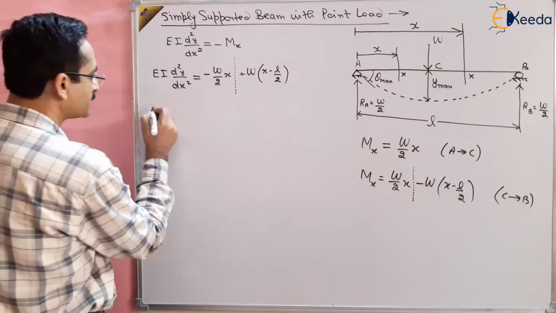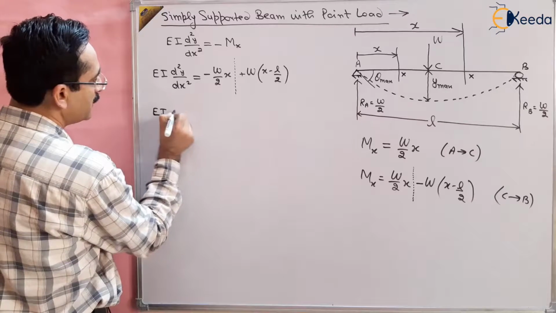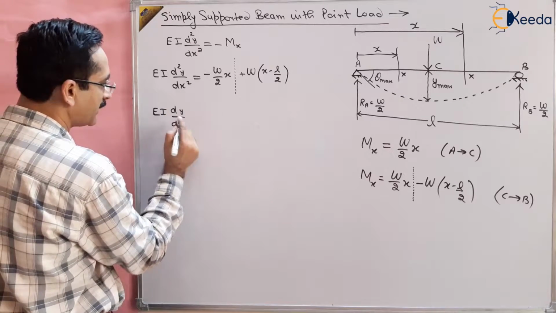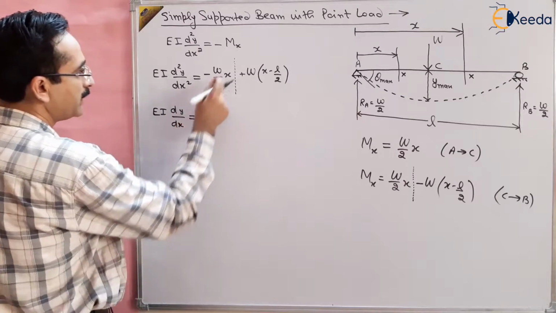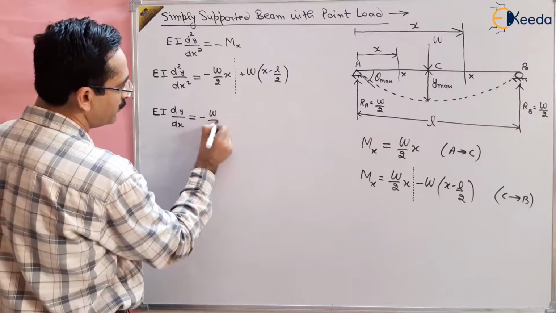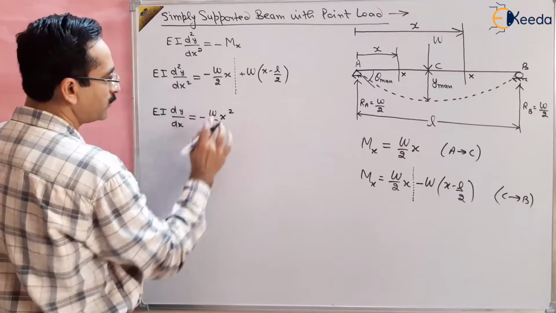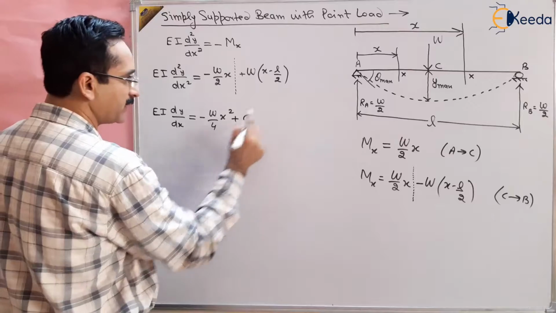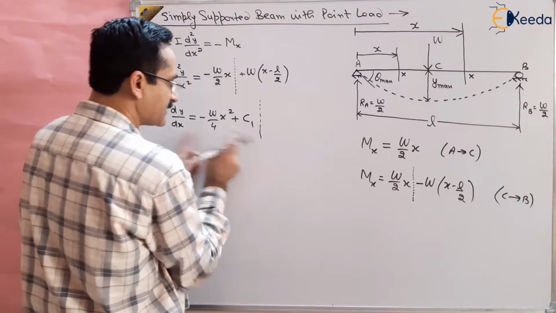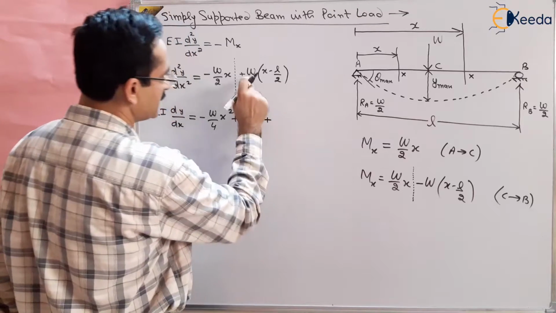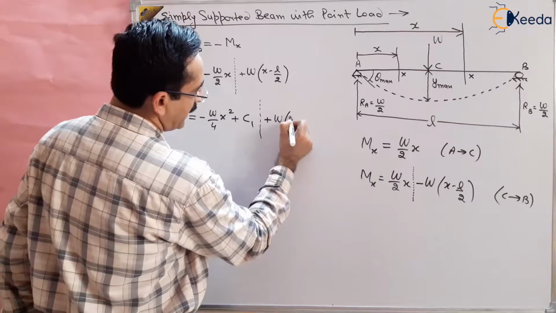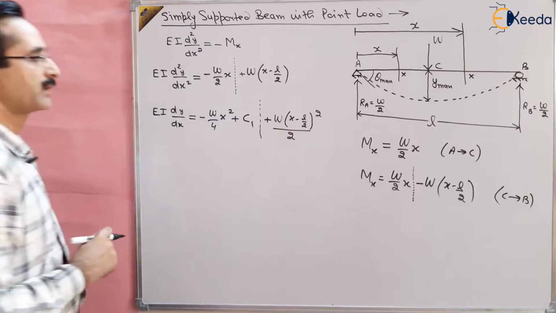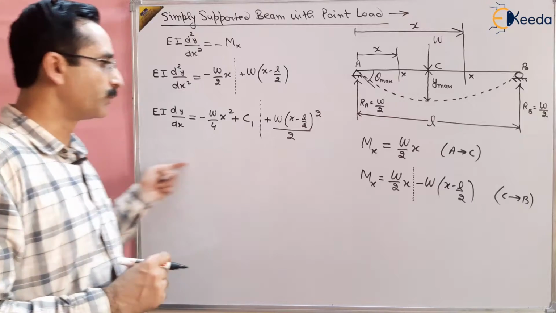So integrate it, you will get the slope. So EI dy by dx will be equal to the integration of this, minus W by 2 times x square by 2, it will become 4, plus C1. I am writing it here so that I can use this equation as it is, and plus the integration of W times x minus L by 2 whole square divided by 2, right? So this is the integration and this will give the slope, but C1 is unknown.